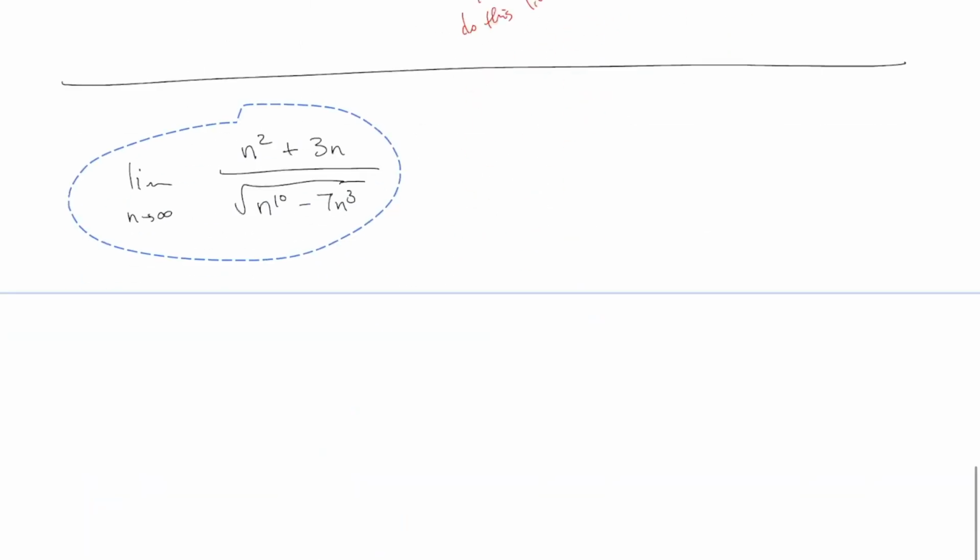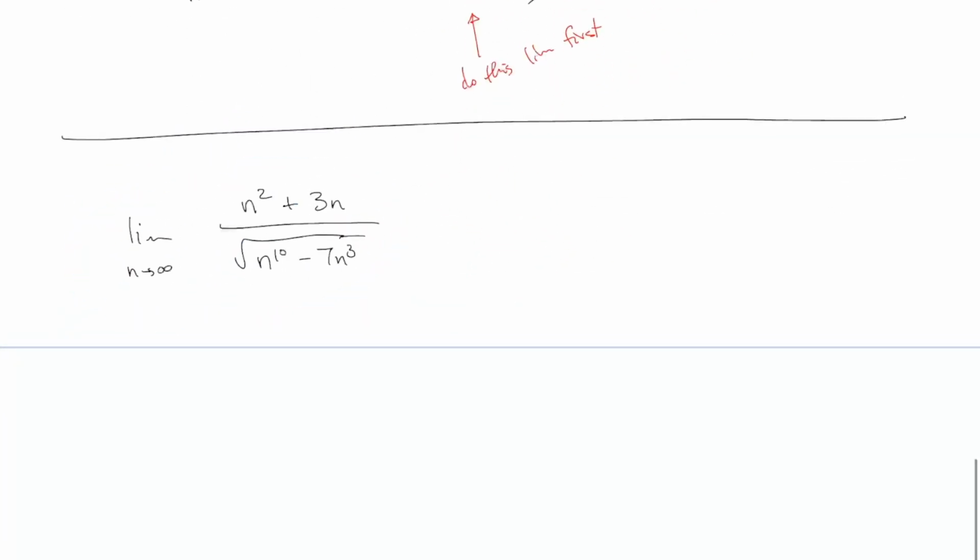I'll just drag it. This one here, everybody eventually figured out we should be dividing by n to the 5. That's because the biggest power I see is n to the 10, but it's inside of a square root, so really it only counts as n to the 5. So I'm going to divide everything through by n to the 5. This will say n squared over n to the 5 plus 3n over n to the 5.